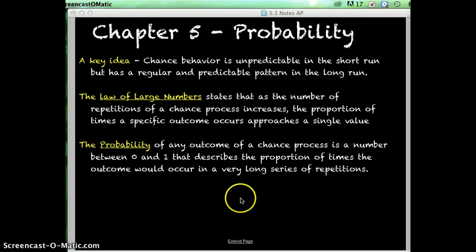Today we're going to start chapter 5. We're going to start with 5.1, which is kind of an introduction section. And chapter 5 is dealing with probability. So it's going to feel a little bit more mathy, this chapter.